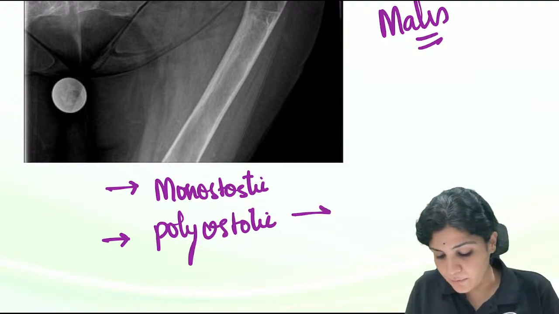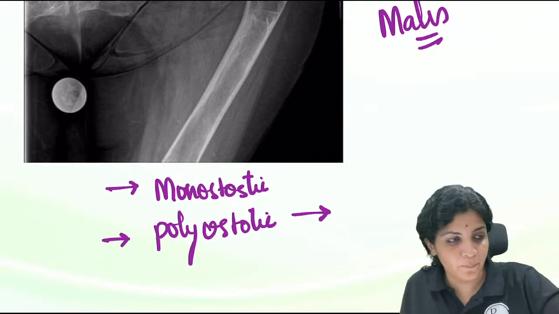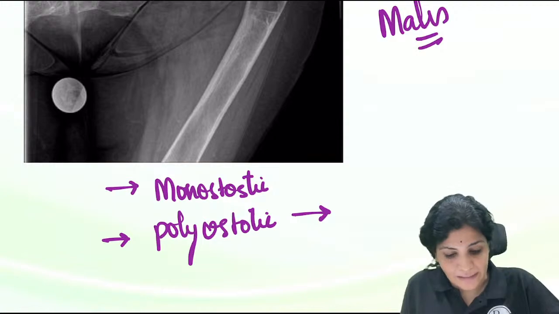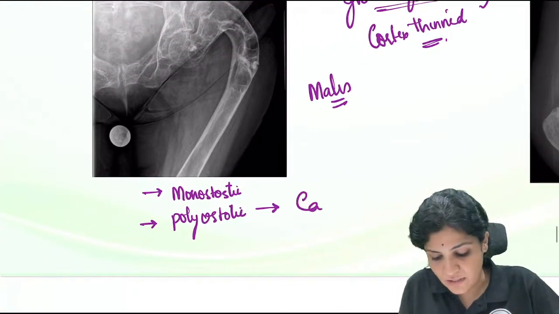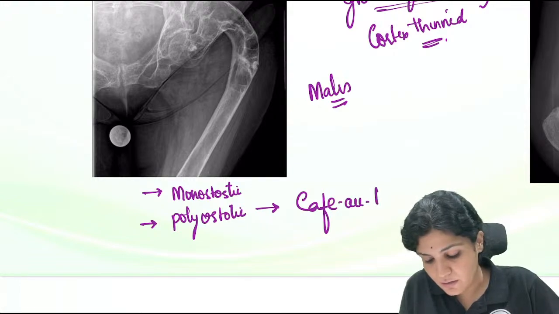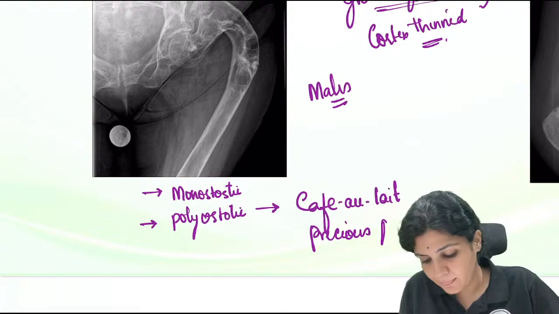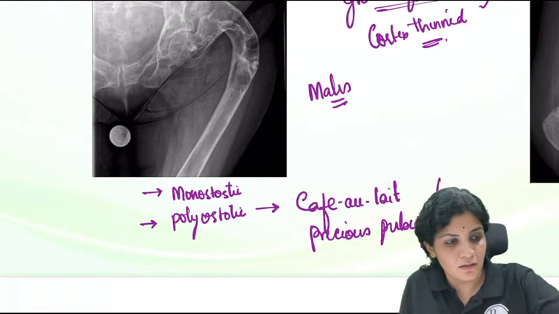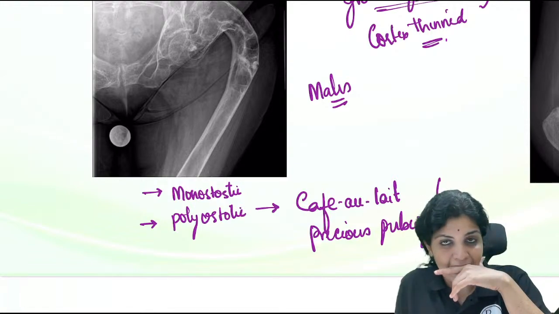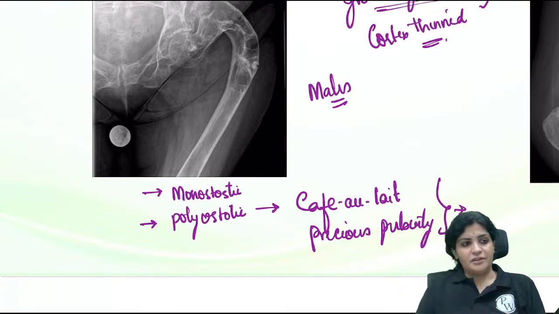Whenever multiple bones are involved, what is the syndrome associated with fibrous dysplasia? A very important syndrome, where it is associated with café-au-lait spots, precocious puberty, and fibrous dysplasia. What is this syndrome called? Polyostotic fibrous dysplasia with café-au-lait spots and precocious puberty.